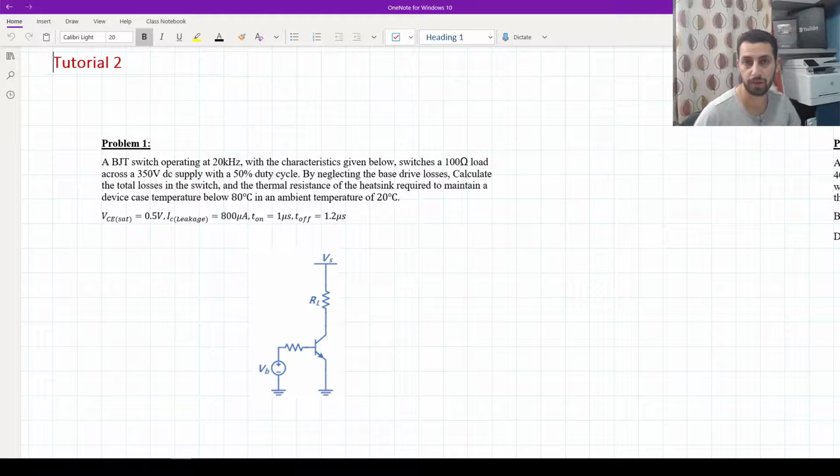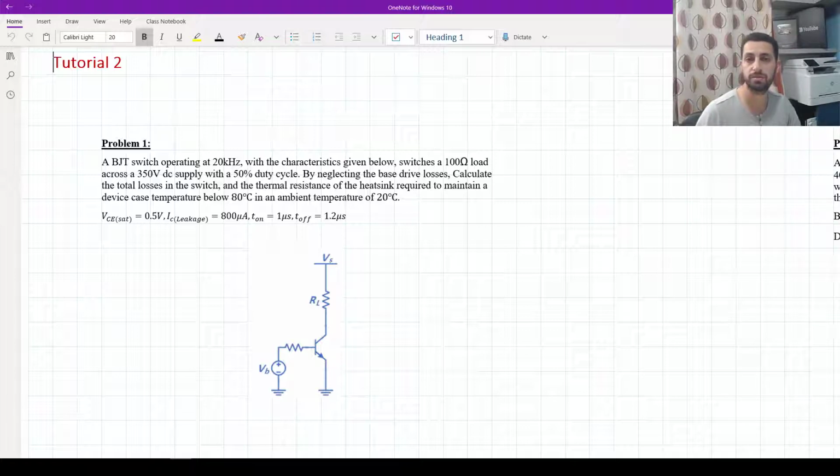Hi, this is a continuation for power electronics, and today we are going to cover a tutorial session. The tutorial is a problem set that we are going to solve together and discuss some questions. In this session we have some questions about calculating the switching and conduction losses for some different circuits.